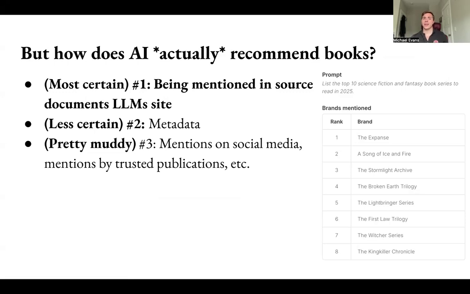So that's the first thing. Most certainly, if your book is not mentioned in any form of source document or any training data that the LLMs use, then you won't be recommended. So that's the thing I'm most certain about. Everything else, I'm less certain on. It seems like the metadata of the story is used to predict the likelihood or the relevance of a story based on the user's prompt. So having solid metadata, which you probably already know, is useful. It's useful in this world as well.